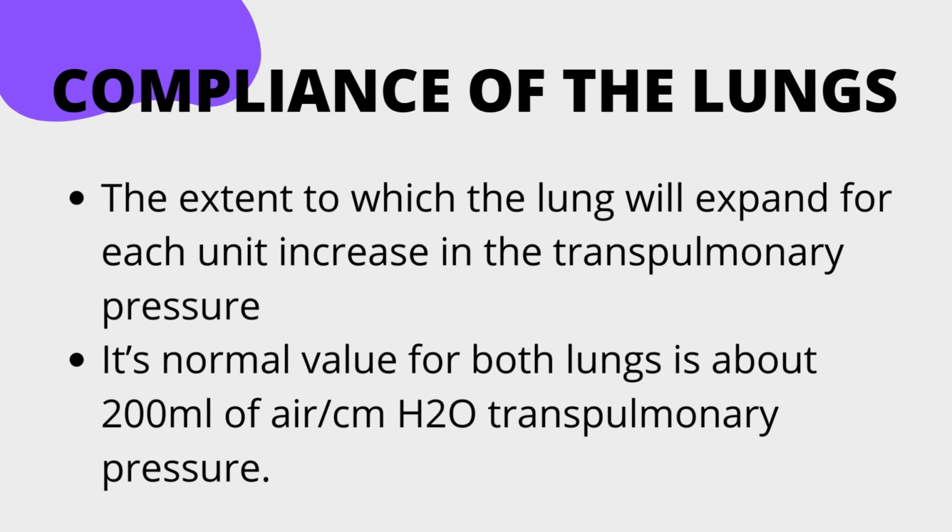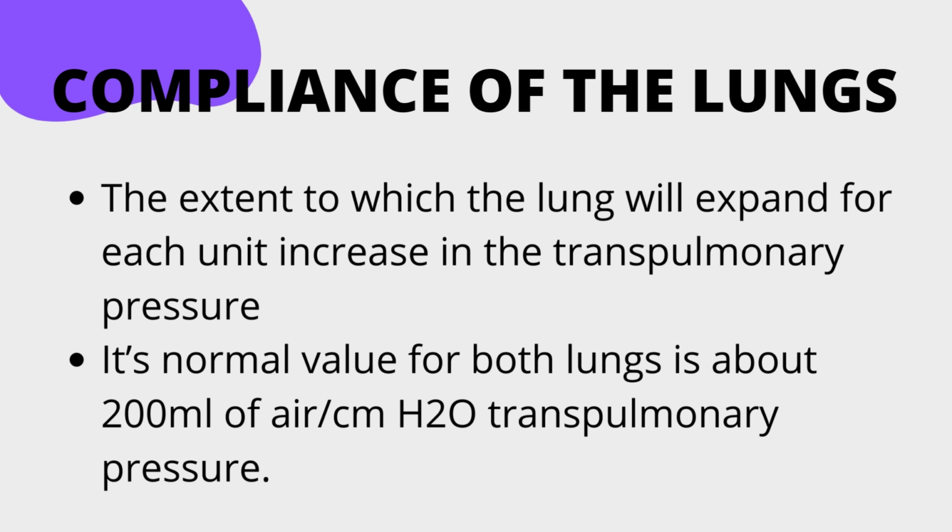So we're going to talk about the compliance of the lungs. The compliance of the lungs is basically the extent to which the lung will expand for each increase in the transpulmonary pressure. Remember that when you inspire, your pleural pressure is not going to be -5, it's going to become more negative, so the difference is going to be greater. It's going to be minus of -7.5, so it's going to be plus 7.5. So the transpulmonary pressure is going to increase. When we inspire, we want the transpulmonary pressure to increase, since that will expand the lung for us.